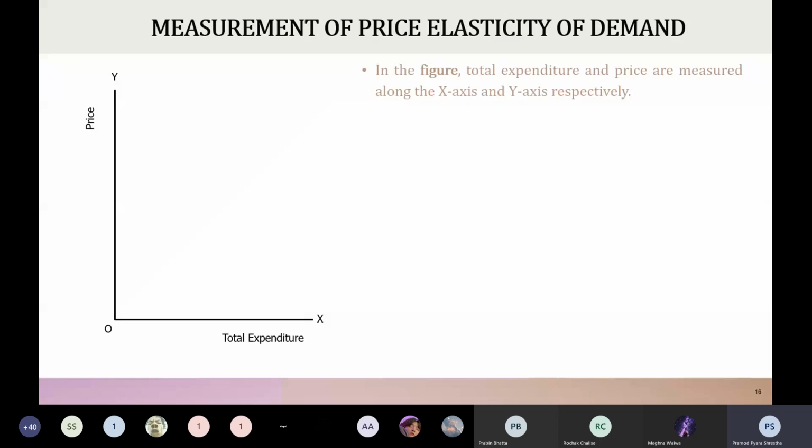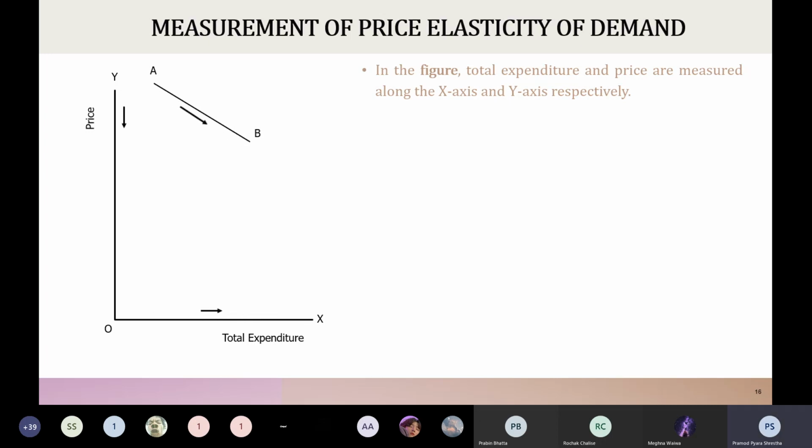And look at this one, the line AB, which is downward sloping. A downward sloping line shows the negative or inverse relationship between the concerned variables. So our concerned variables are price and total expenditure. So price and total expenditure move in the opposite direction. Now look at the vertical axis. The vertical axis measures price, so price is falling, and the horizontal axis measures total expenditure, and total expenditure is increasing. Price is falling and total expenditure is increasing. That's why there has been movement from A to B.